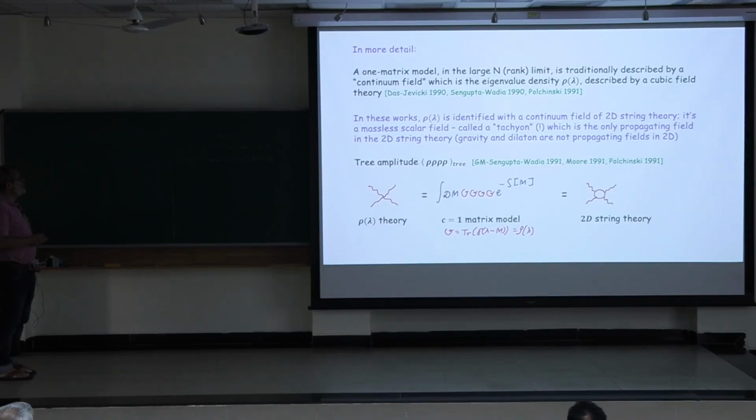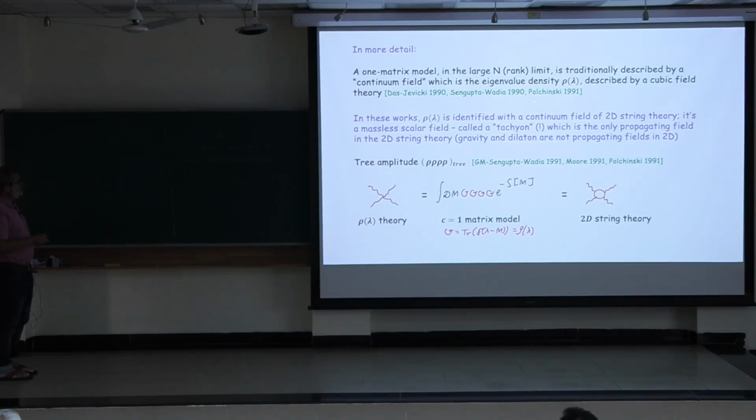In a little more detail, one matrix model, so here I mean matrix quantum mechanics, a single matrix which is a function of time, in the large N limit is traditionally described by a continuum field, which is the eigenvalue density rho of lambda. The matrix is given in terms of matrix elements, and in these models you can reduce them to the N eigenvalues. In the large N limit, the distribution of the N eigenvalues you can try to capture in terms of a continuum field, the eigenvalue density, described by a cubic field theory. This is also called the collective field description of the one matrix model, in particular the C equal to 1 matrix model.